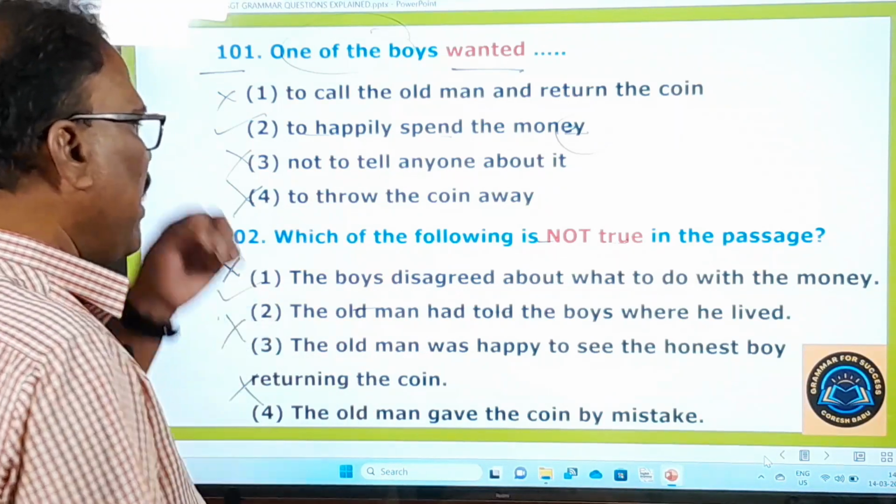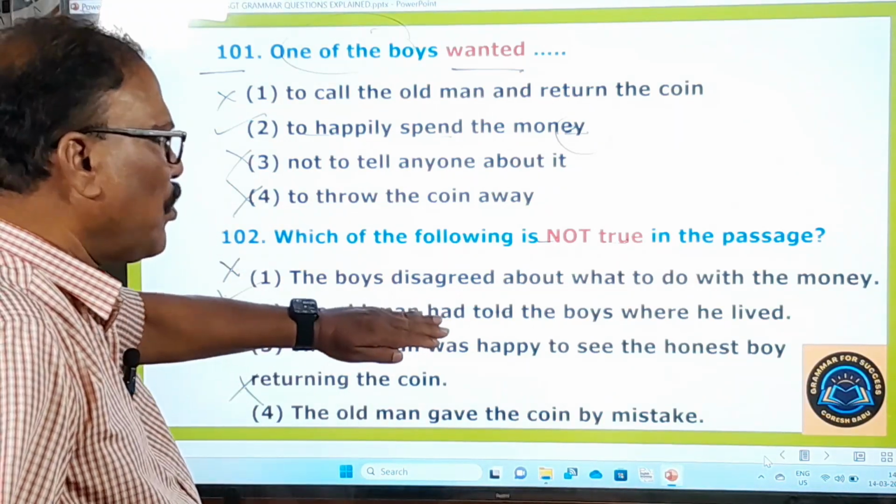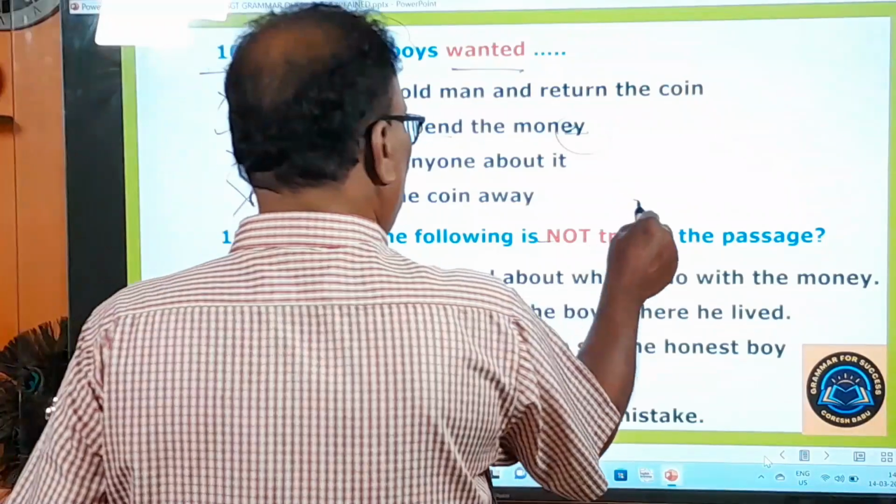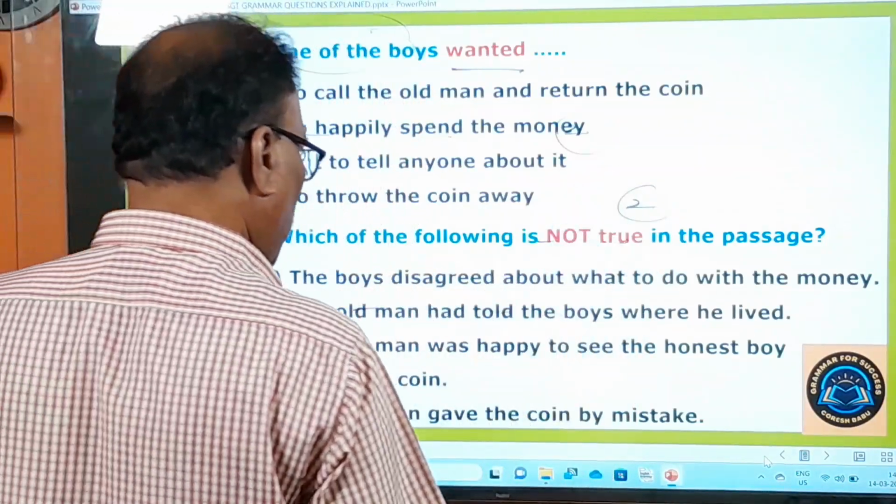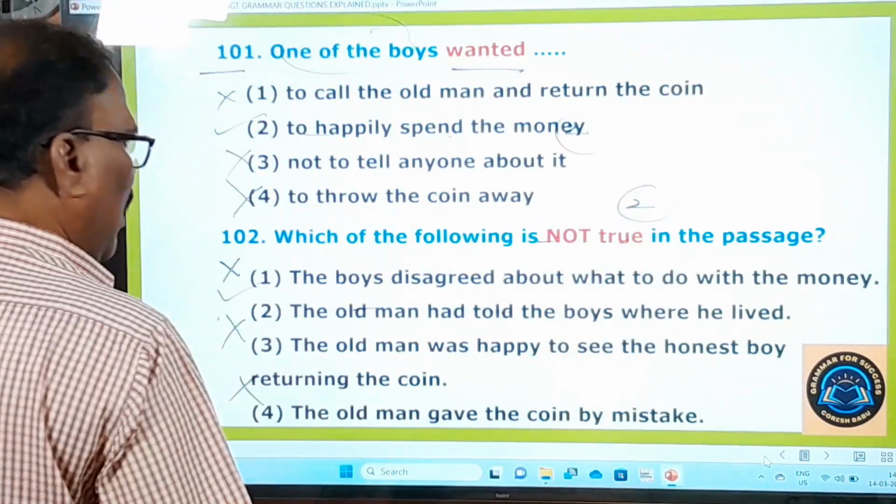That is, the old man had told the boys where he lived. This is not true according to this passage. So the second one is going to be your answer, right? And now let's move on to the next question.